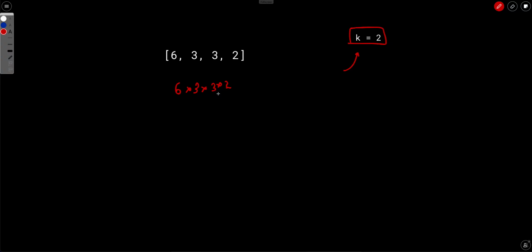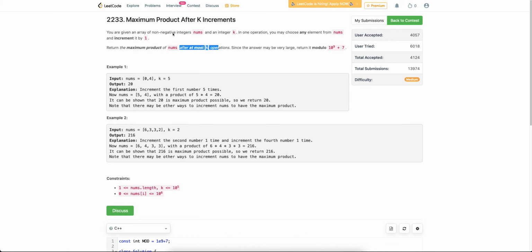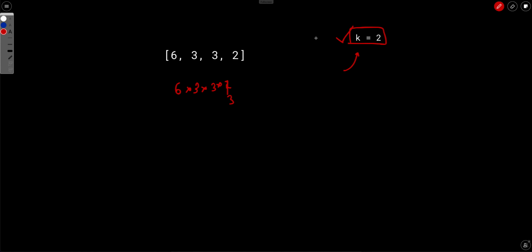In that case, this is the product. But why should we leave two? We have to increase the product, right? If we just increase this 2 to 3 as well, the product will increase a lot. Hope you are also convinced that there will not be any case where we do not exhaust all these k operations. Even though the problem says we have to perform at most k operations, in every scenario we will perform all the k operations that we have. So that's the first observation.